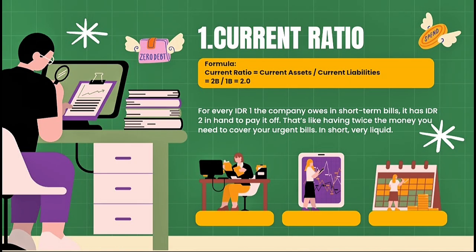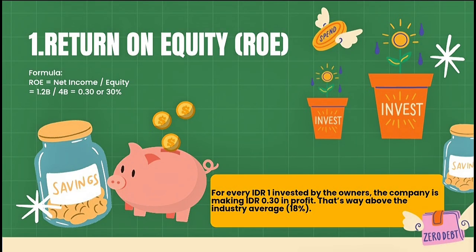The first one is the current ratio. The formula is current assets divided by current liabilities. So 2 billion divided by 1 billion. The result is 2.0. What it means is, for every 1 Indonesian rupiah the company owes in short-term bills, it has 2 Indonesian rupiah in hand to pay it off. That's like having twice the money you need to cover your urgent bills. In short, very liquid. The next one is return on equity, or ROE.